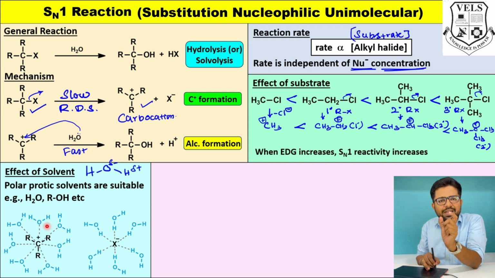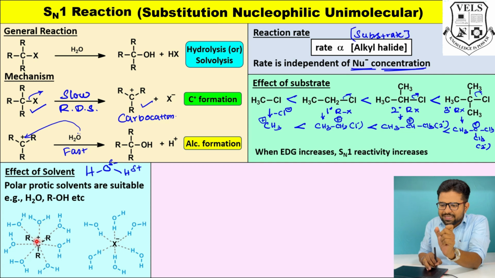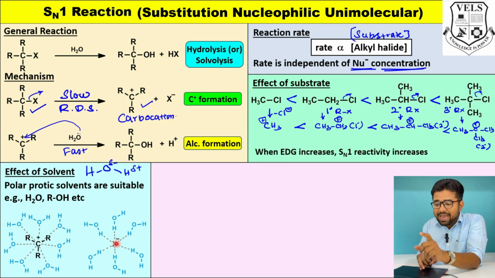That means the lone pair has a negative charge. So this cation is stabilized by this anionic part of the water molecule. Also, you can look at this anion part, that is the leaving group halide ion. This halide ion is stabilized by the partial positive charge of the water molecule. So both the cation as well as the anion are stabilized by the water molecule.